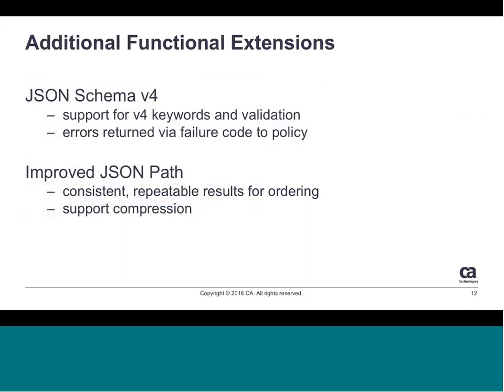I also wanted to highlight some additional functional extensions. We've made some improvements to the JSON support within the gateway. We've added support for JSON schema v4. Previous versions of the gateway, of course, supported just version 2. And with version 4, we've supported keywords and the v4 validation. We've also added some additional functionality to return error codes via the assertion as a context variable, so that our customers can then use the values of those errors to make further decisions within their policies.